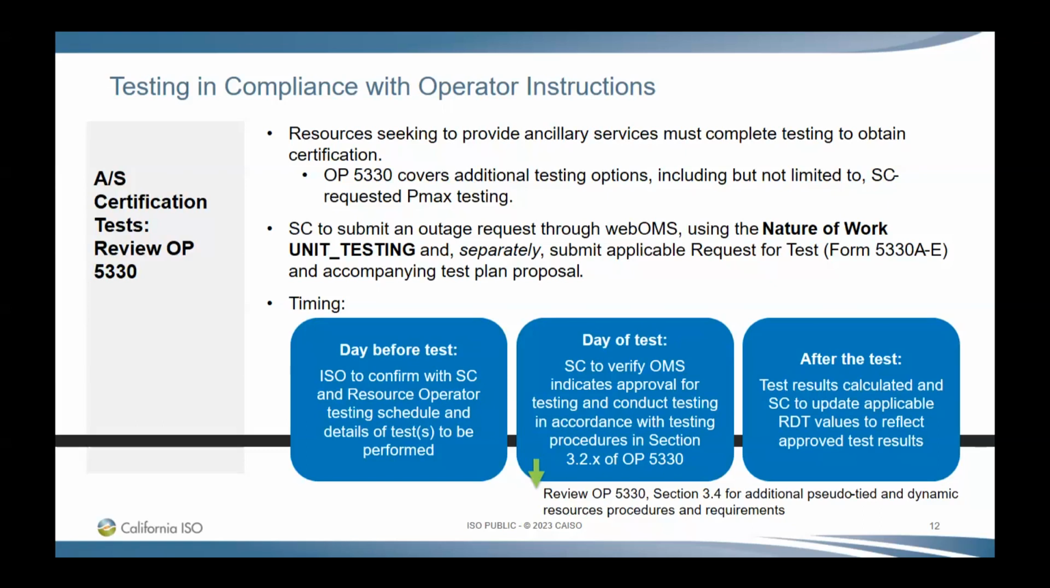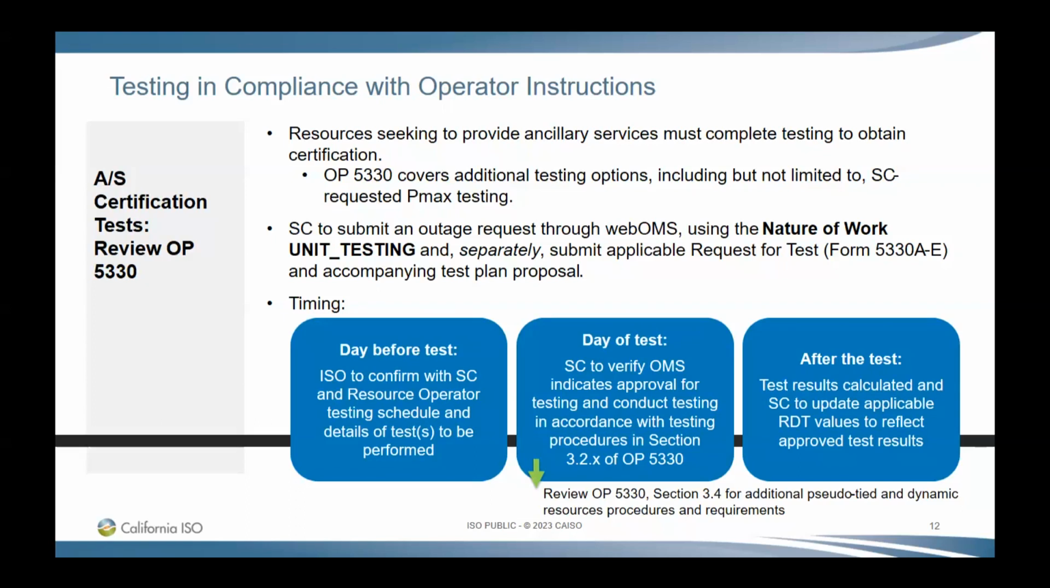The day before the test, that's when the ISO will confirm with the SC and resource operator that the schedule is set. We'll talk about the schedule and the details that need to be performed. So that will be happening the day before the test. On the day of the test, the scheduling coordinator is going to verify that OMS indicates the approval. So did you receive the approval from the ISO? And if so, you're going to conduct the testing in accordance with operating procedure 5330 section 3.2.